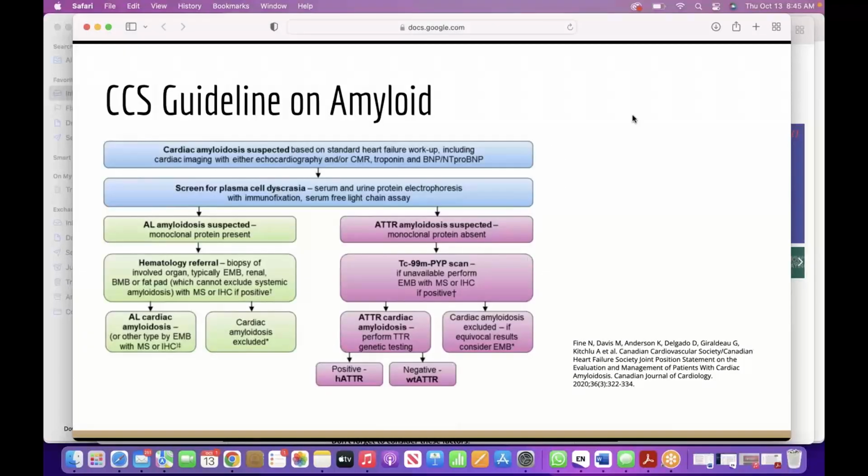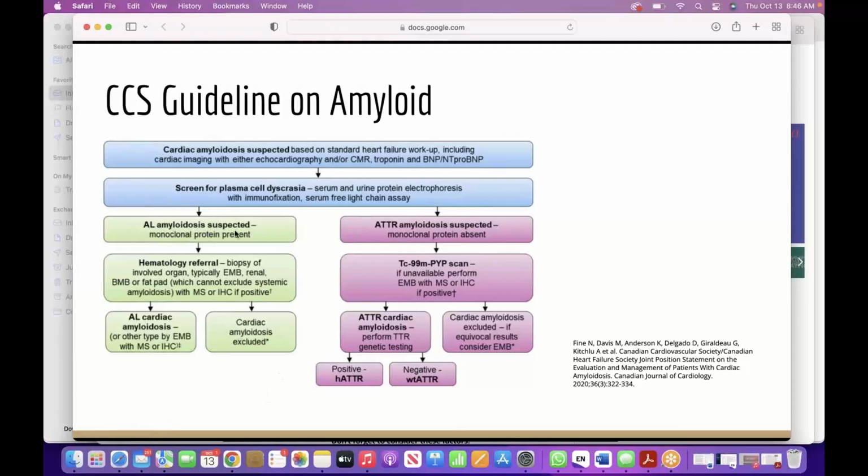The CCS guideline for amyloid places a fairly important role on echo in terms of screening for amyloidosis, but not for the final diagnosis. If cardiac amyloid is suspected on any of those features that I had just pointed out, then imaging with either echo or CMR would be indicated. Very early on in the assessment course, screening for a plasma cell dyscrasia is important to rule out AL amyloid. If AL amyloid is suspected, that takes you down a completely different pathway.